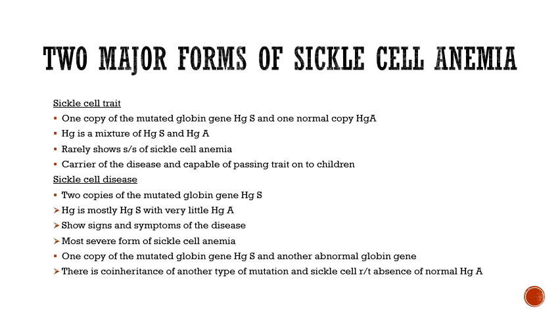The other form of sickle cell disease that is expressed is when there is one copy of the mutated globin gene, hemoglobin S, and some other abnormal globin gene. There is co-inheritance of a different type of mutation and a sickle cell mutation. And because there is not a normal version of hemoglobin, the sickle cell traits come through and are expressed in these people.